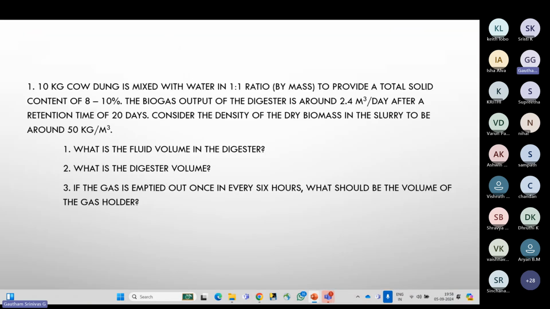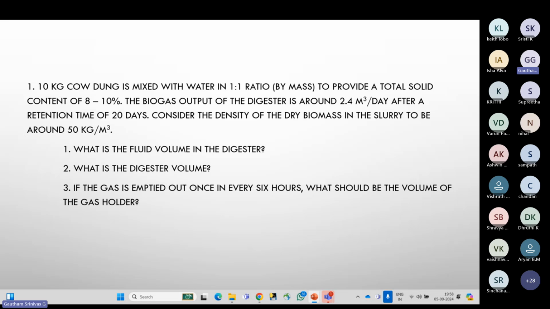Right. So let's go on to the questions now. Okay. So you can read this question. 10 kg of cow dung is mixed with water in 1:1 ratio to provide a total solid content of 8 to 10%. Okay, so the wet cow dung itself has 20% solid content. So if you mix it in 1:1 ratio with water, it goes to 8 to 10% solid content.